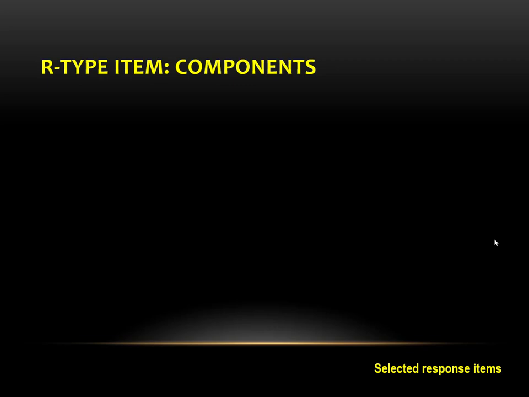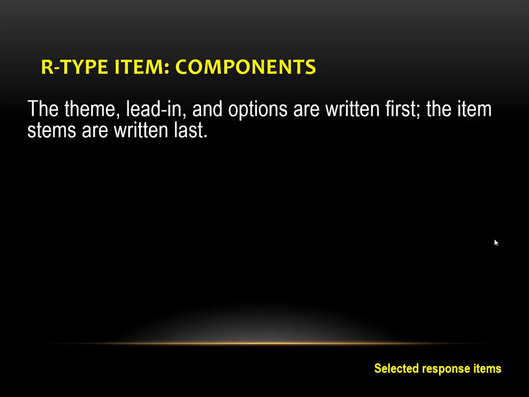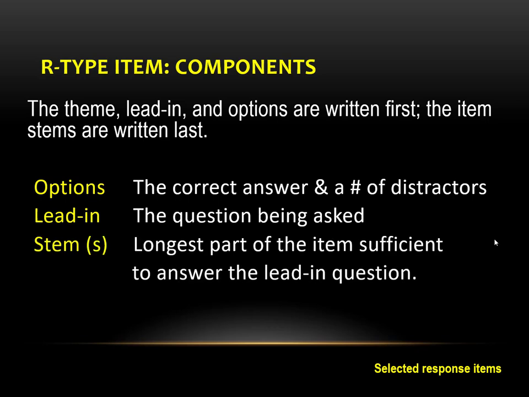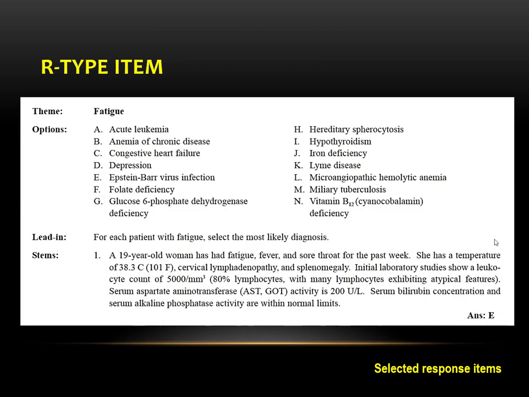Now, in the R type, the components include a theme. The theme, the lead-in, and the options are written first. So you put the theme at the top, the leading question, then the list, and the stems are written last. So you can have the options, the correct answer, and a number of distractors. The lead-in is the question being asked, and the stem is the longest part of the item, sufficient to answer the lead-in question. This is just an example.